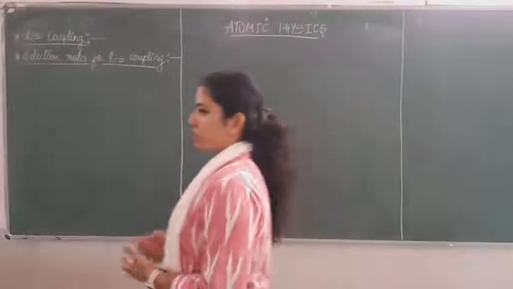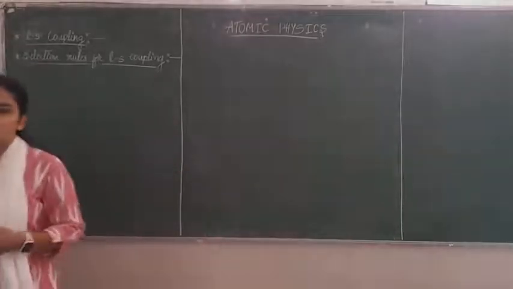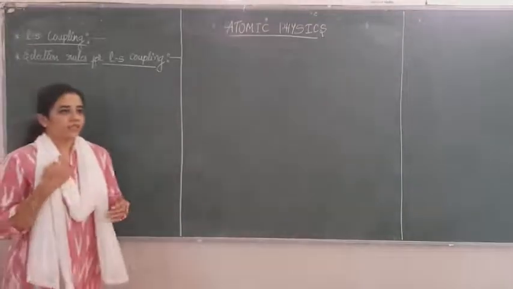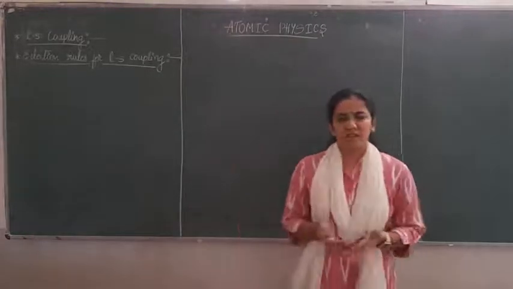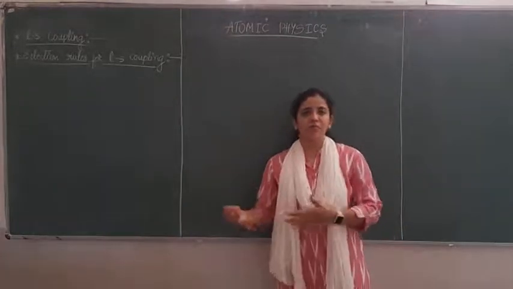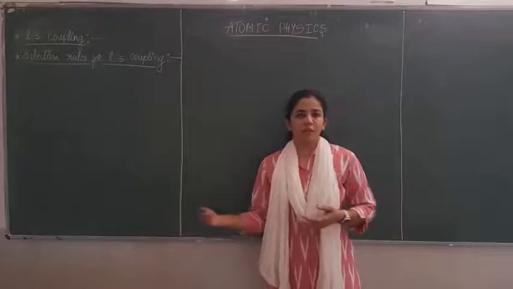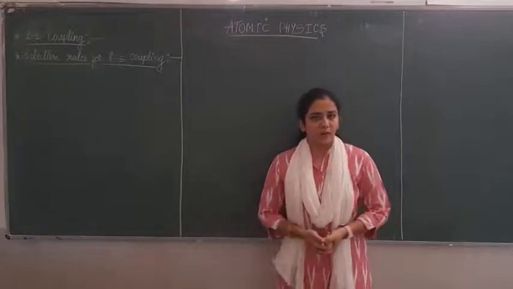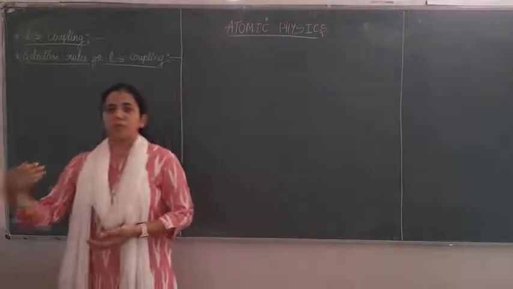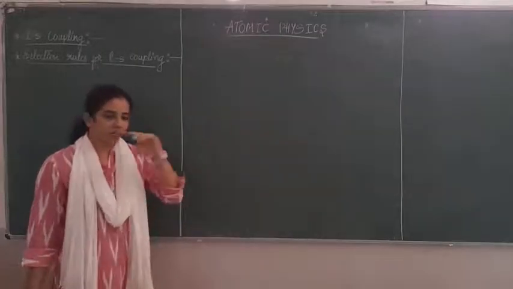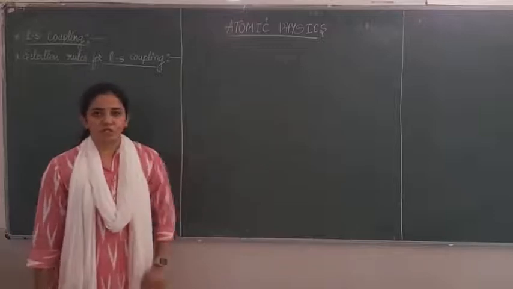So in the previous class we have discussed the coupling schemes. There are two types of coupling schemes. Generally, coupling means the interaction between the spin angular momentum and the orbital angular momentum. For a single valence electron we have discussed the spin orbit interaction and derived an expression for the doublet term separation also.